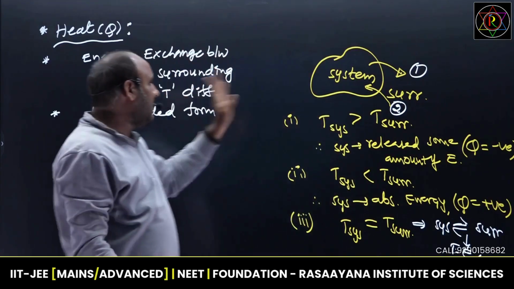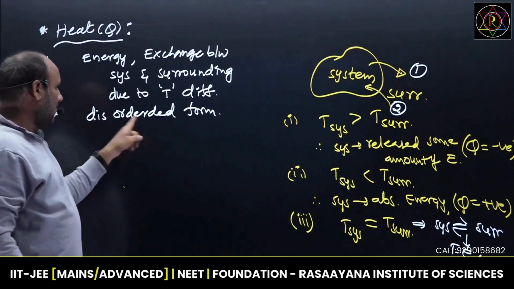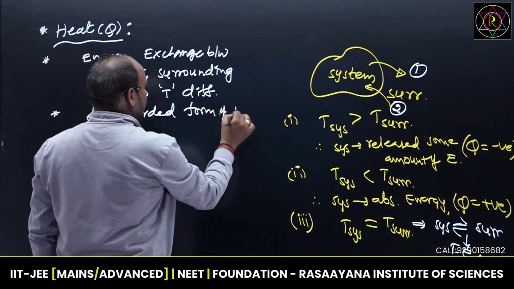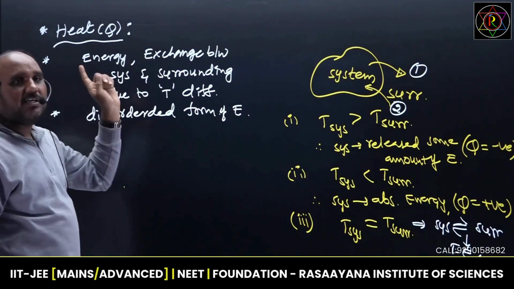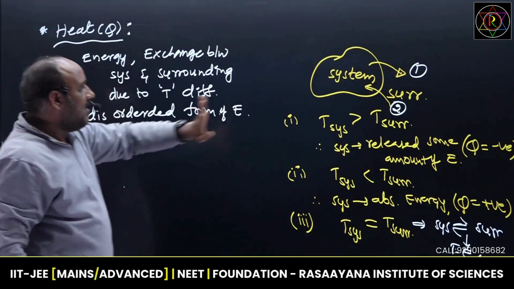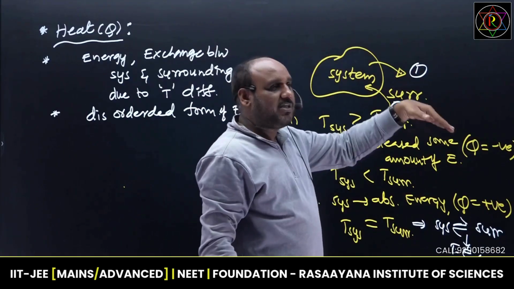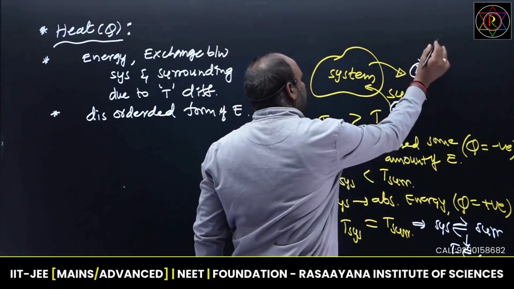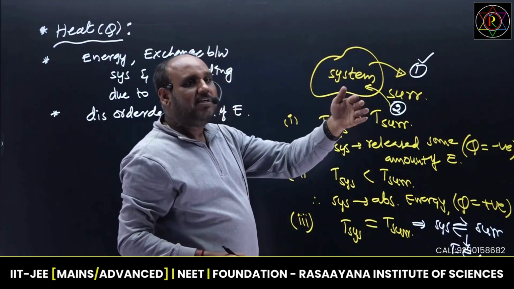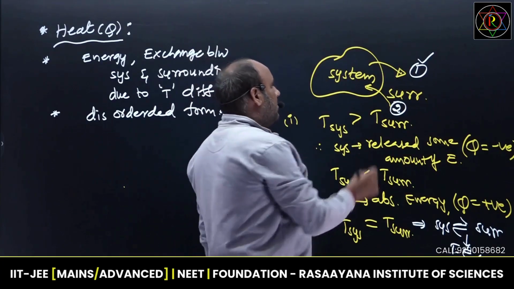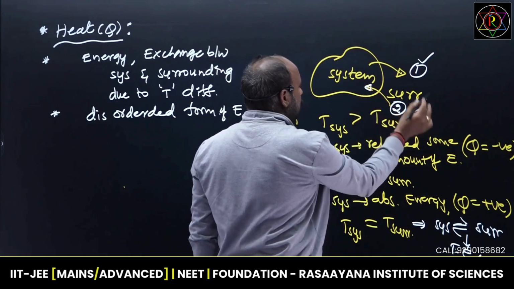This is about heat energy. Heat means a disordered form of energy, right? It is exchanged between the system and surroundings due to a temperature difference. If the temperature of the system is higher, some amount of heat energy is transferred to the surroundings; that is situation 1. If the temperature of the surroundings is higher, some amount of energy is transferred from the surroundings to the system. That is situation number 2.